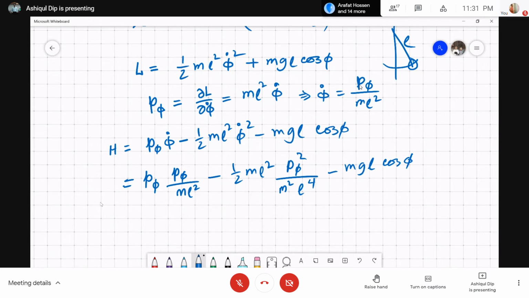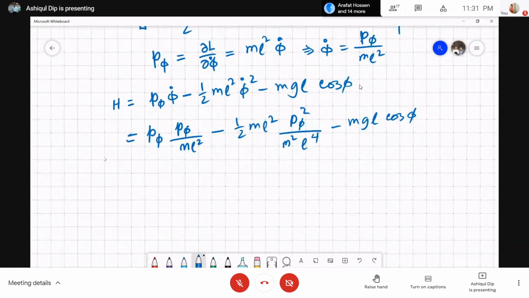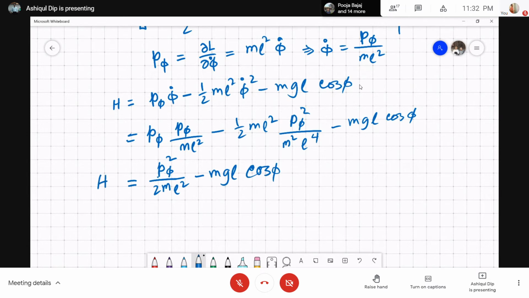So now it simplifies. One of those m cancels out, two of those L cancel out. So we have finally 1 over twice m L squared, and on the top we have P phi squared. And then finally we have minus m g L cosine phi. This is our Hamiltonian, right?